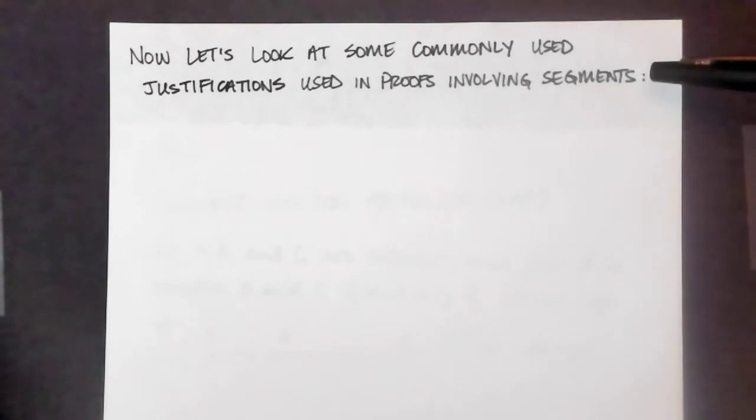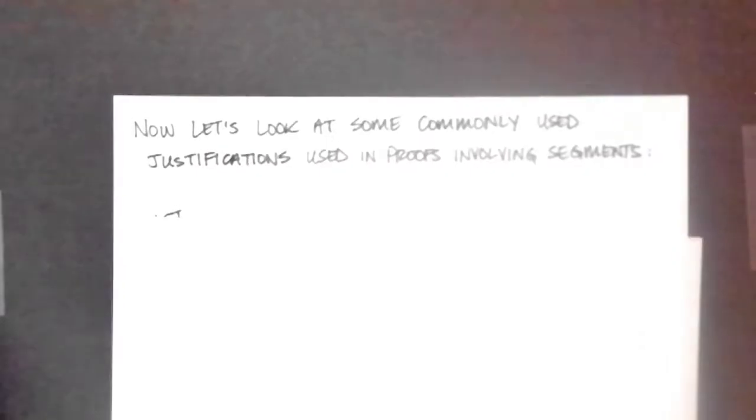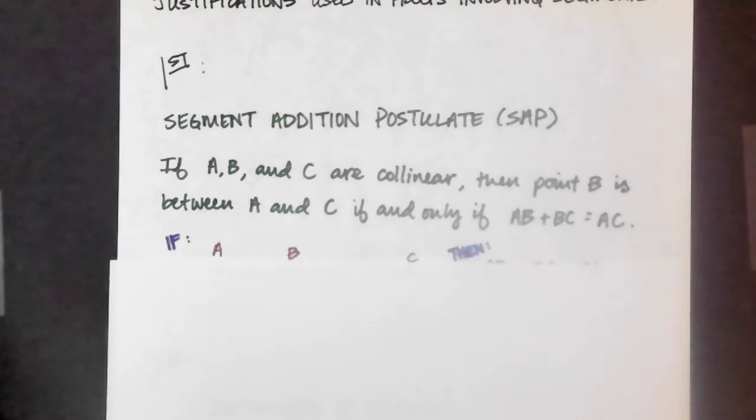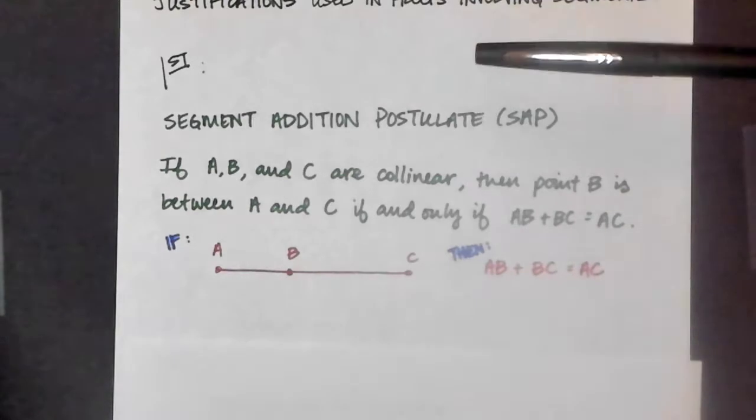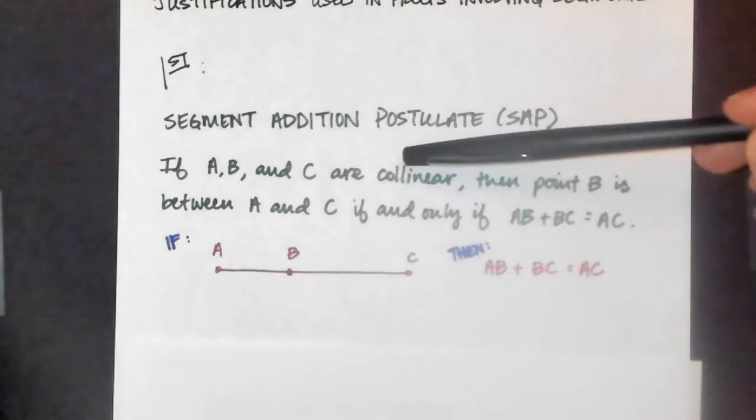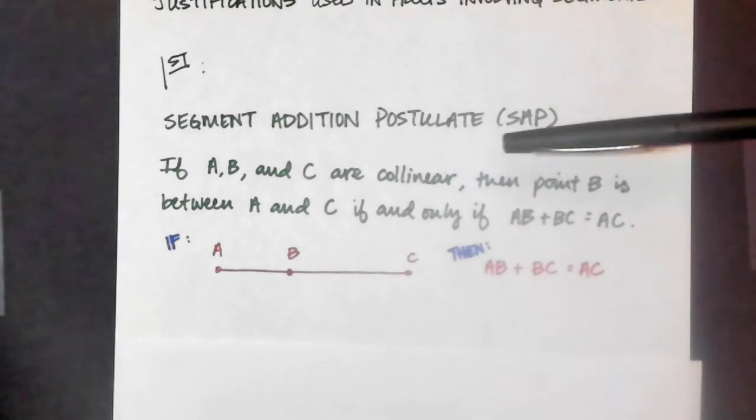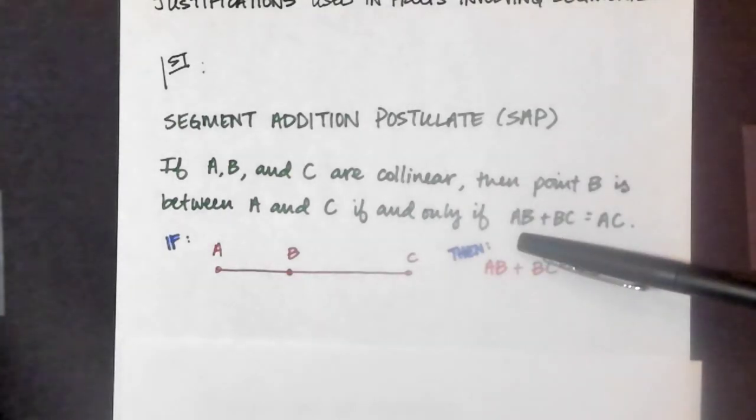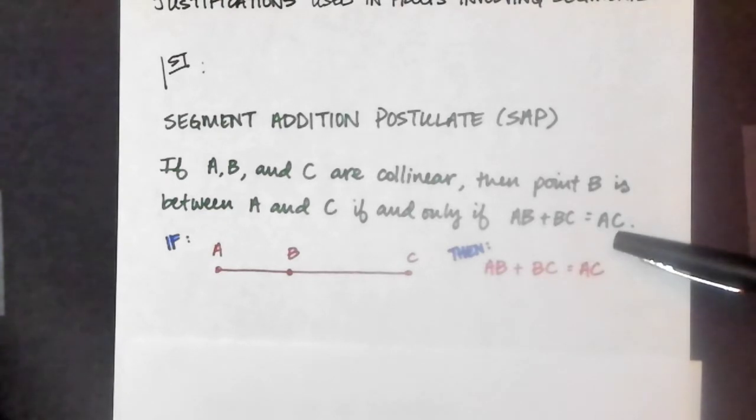Now let's look at some commonly used justifications used in proofs involving segments. The first is the segment addition postulate, or SAP for short. This says that if points A, B, and C are collinear, remember that collinear just means together on a line, all in the same line, then point B is between A and C if and only if the length of segment AB plus the length of segment BC is equal to the length of segment AC.